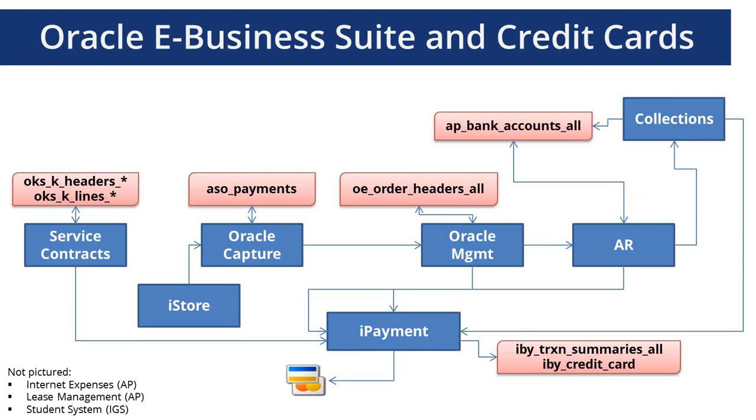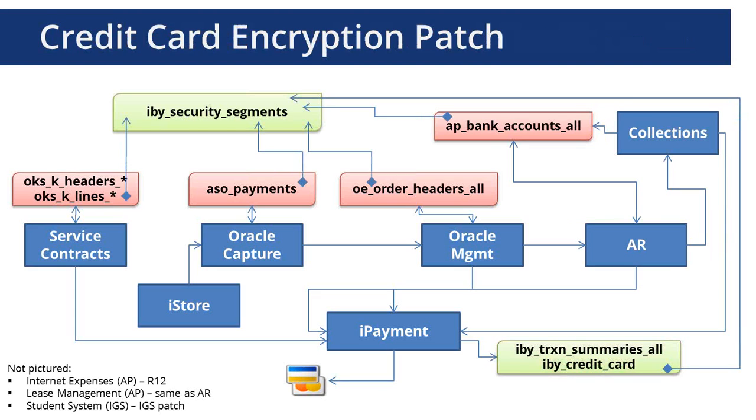So as part of the credit card encryption enablement process, when you enable encryption, you go in and do some settings, and then you have to run a bunch of concurrent manager programs. What the concurrent manager programs do is take the credit card numbers that may exist in the environment for an existing install and move them into a single table, the IBUI security segments table. It then replaces what was in, say, the OE Order Headers All table by putting a token there that points back to IBUI security segments.